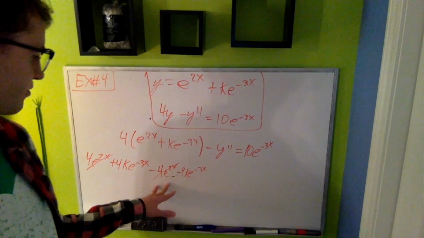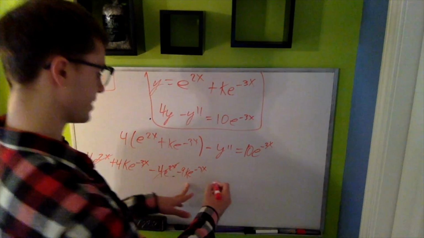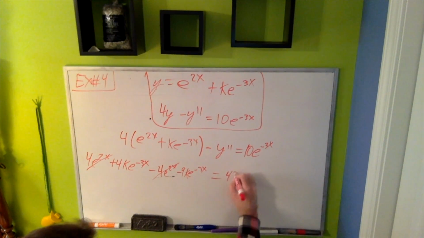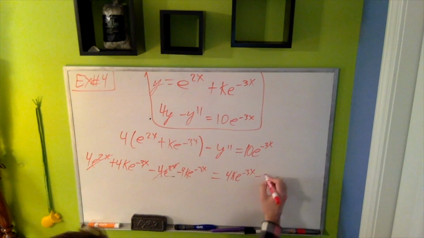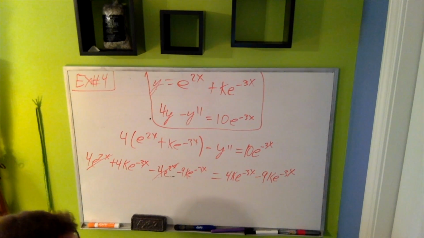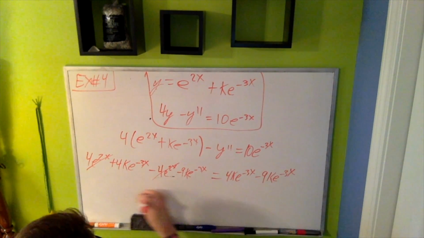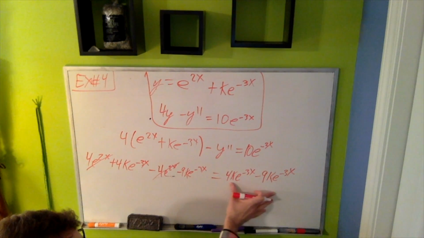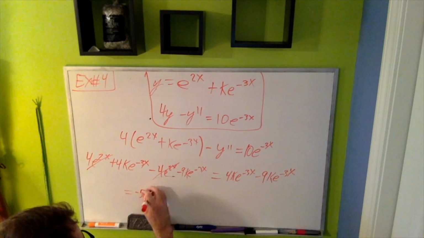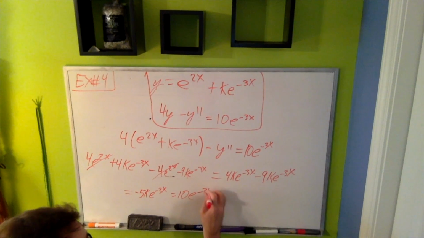So this 4e to the 2x and that 4e to the 2x can cancel. I have 4k e to the negative 3x minus 9k e to the negative 3x. So let's just rewrite first simply 4k e to the negative 3x minus 9k e to the negative 3x. Those e to the negative 3x's obviously are going to kind of get rid of each other. When I subtract those, I'm going to have negative 5k e to the negative 3x, and that's going to be equal to 10 e to the negative 3x.